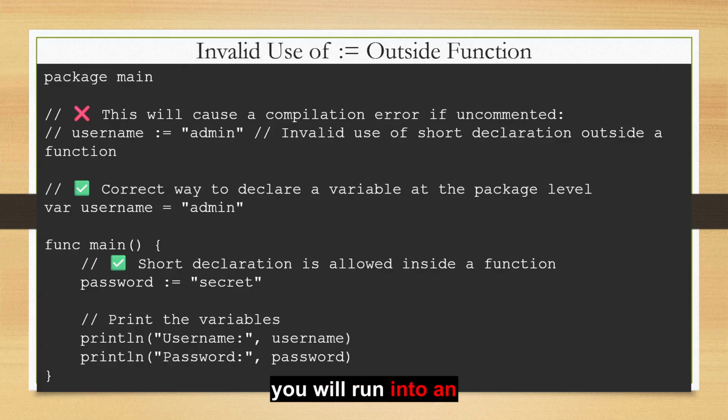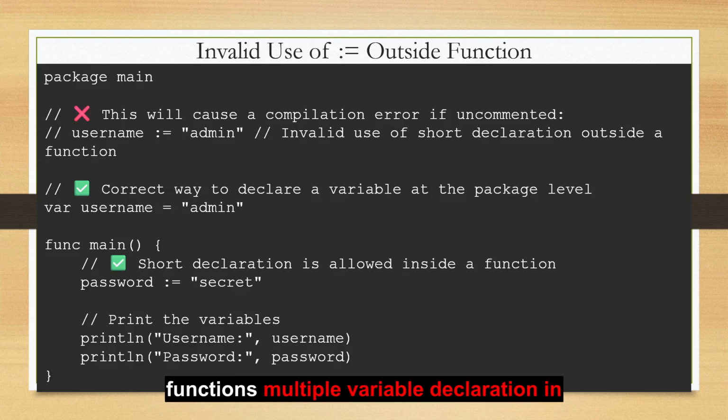That's when you will run into an error, and Go expects you to declare your variable using the var keyword like this. So this is the correct way to declare the variable at the package level. It works perfectly. So the key takeaway is short declarations with := are allowed only inside functions.